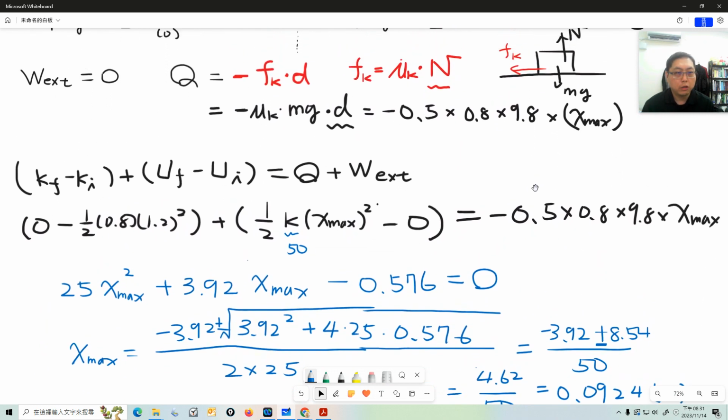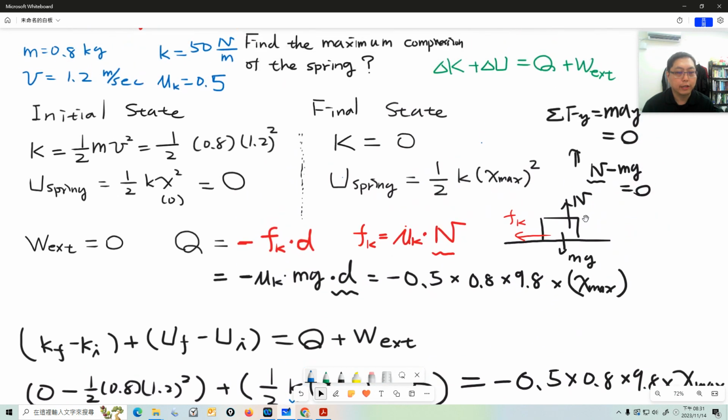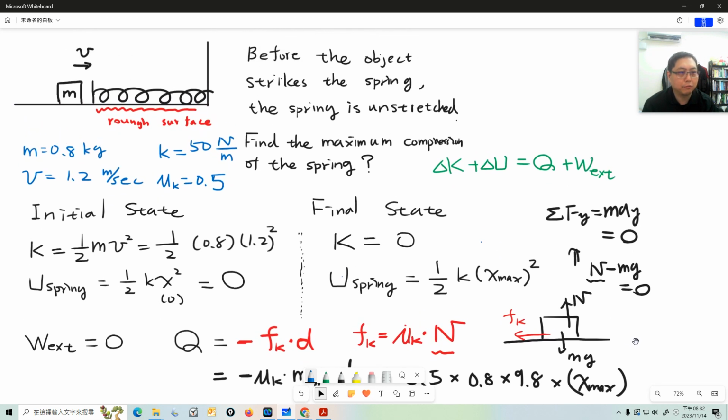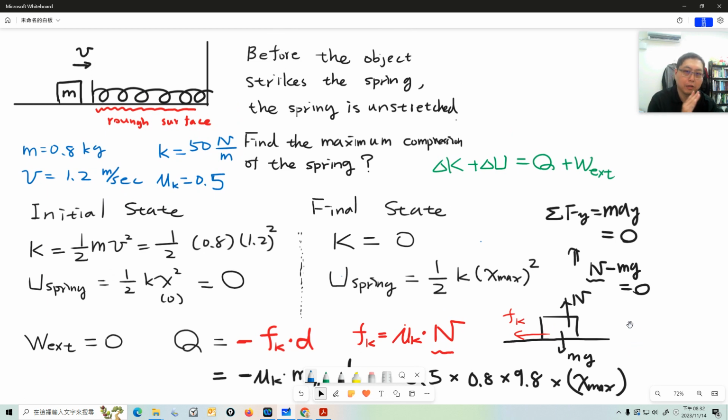This is a very typical calculation for energy conservation. In this problem, the kinetic energy of the object can be transformed to elastic potential energy of the spring, and at the same time the friction also dissipates the kinetic energy. It's not really a difficult calculation, right? Because in energy conservation everything is scalar, so it's very easy compared to Newton's second law, which involves a lot of vectors.